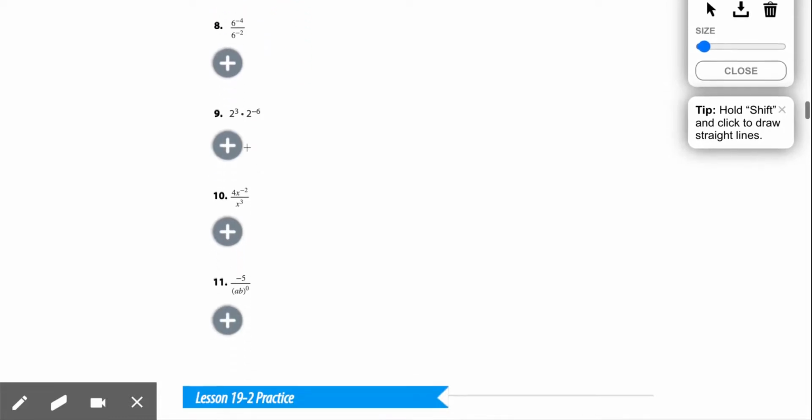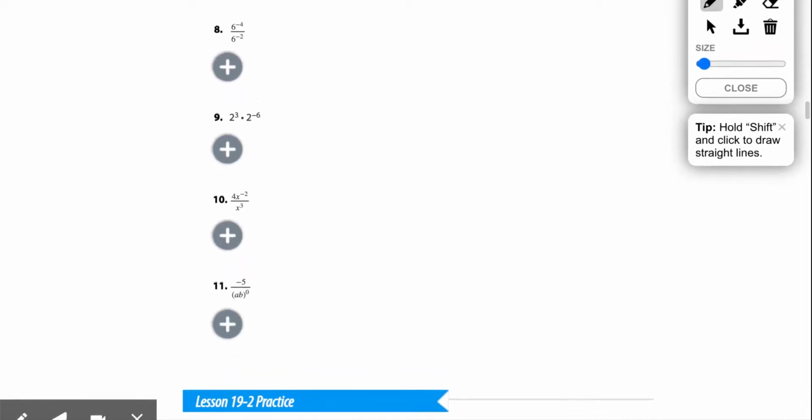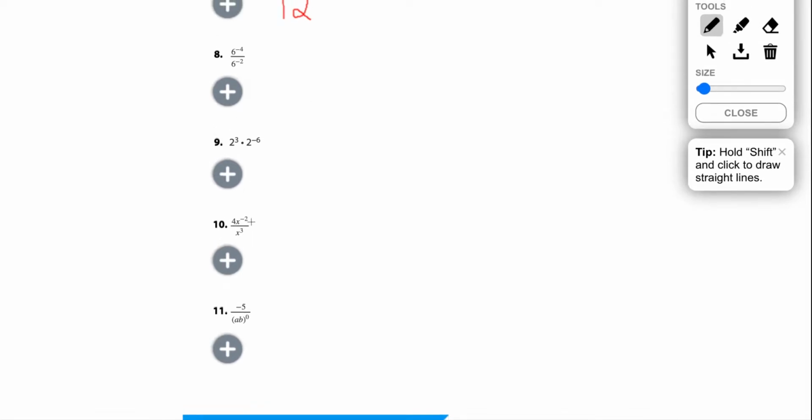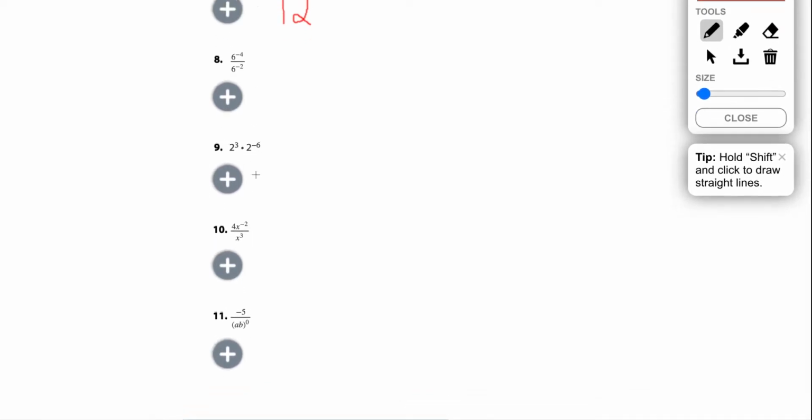I'm trying to find one that's in the denominator. Let me just give you this example real quick. Let's say 2 over x to the negative 5. The same rules apply. We do not want a negative exponent, even if it's in the denominator. So it still does the same thing.